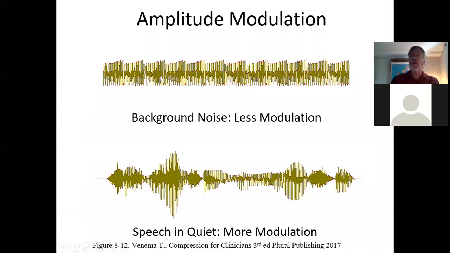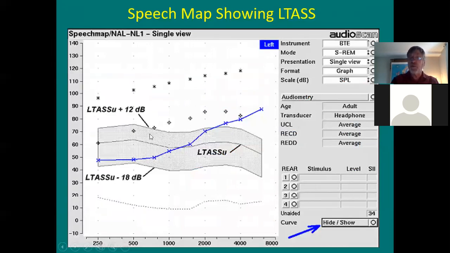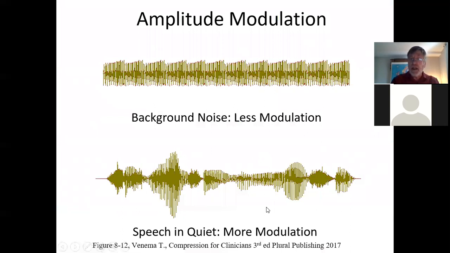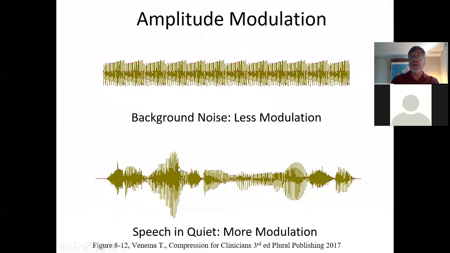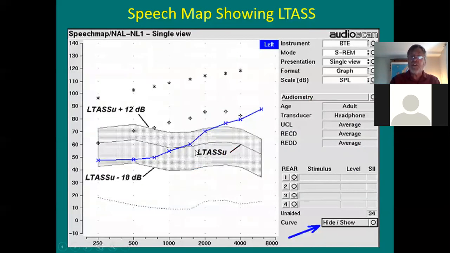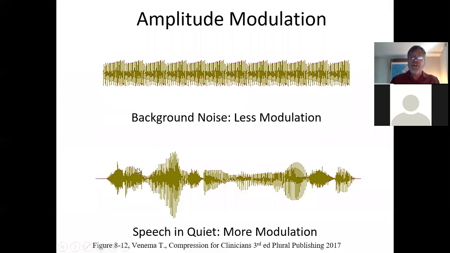Here's why. Average noise, like a fan or air conditioner, stays pretty steady in intensity over time. Speech fluctuates widely. The peak to peak contrast in speech is about 30 dB. That's why this, remember, this is a spectrum. This is a waveform. Time, amplitude. Okay, frequency, amplitude. All right, so the decibel distance between the softest to the loudest of average ongoing speech waveform is about 30 dB. That's why LTASS, long-term average speech spectrum, is about 30 dB wide. And why does the mean not sit in the center of the range? It's because speech fluctuates rapidly over time, unlike a fan or air conditioner.